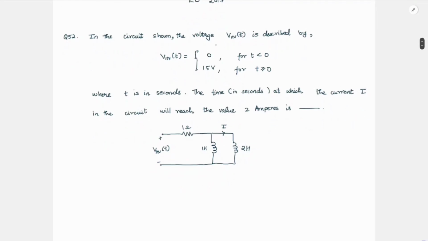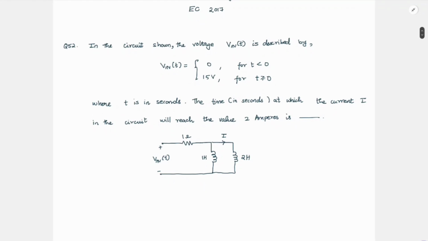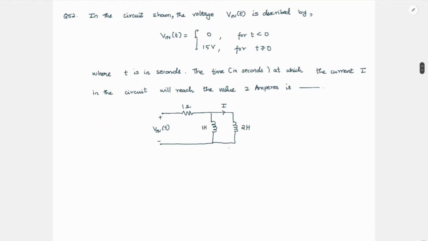So in the circuit shown, the voltage V in of t is described by V in of t equal to 0 for t less than 0 and 15 volts for t greater than or equal to 0. So this is the circuit. The input is V in of t, and then we have a 1 ohm resistance and two inductors in parallel. The time in seconds at which the current I in the circuit will reach the value 2 amperes is dash.